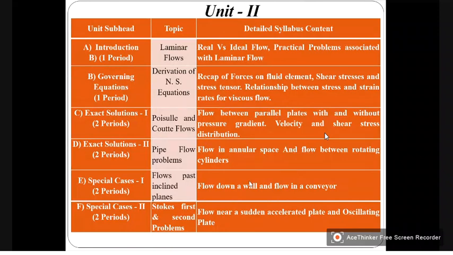Then what we do is, after developing the governing equations, we take those equations and try to find out the exact solutions for some of the practical problems. So the practical problems that are included in your syllabus are the flow between parallel plates with and without pressure gradient, the distribution of velocity and shear stress in between those plates. So these are called as Poiseuille and Couette flows. Then we have flow in annular space and flow between rotating cylinders. These two come under the category of flow through pipes, pipe problems.